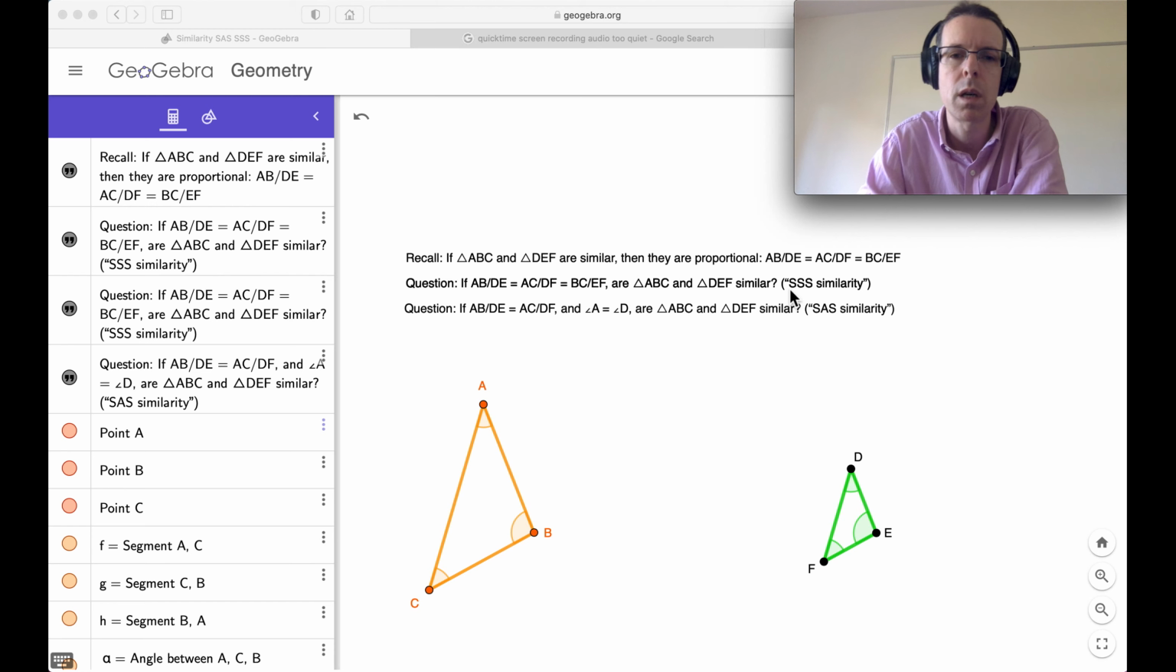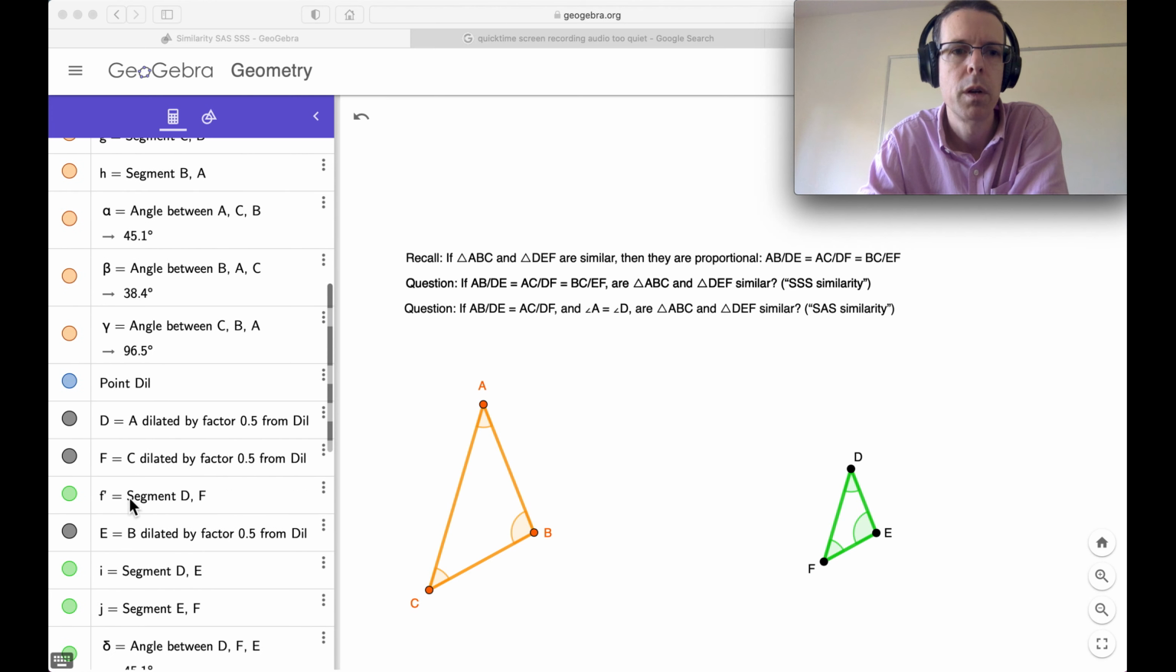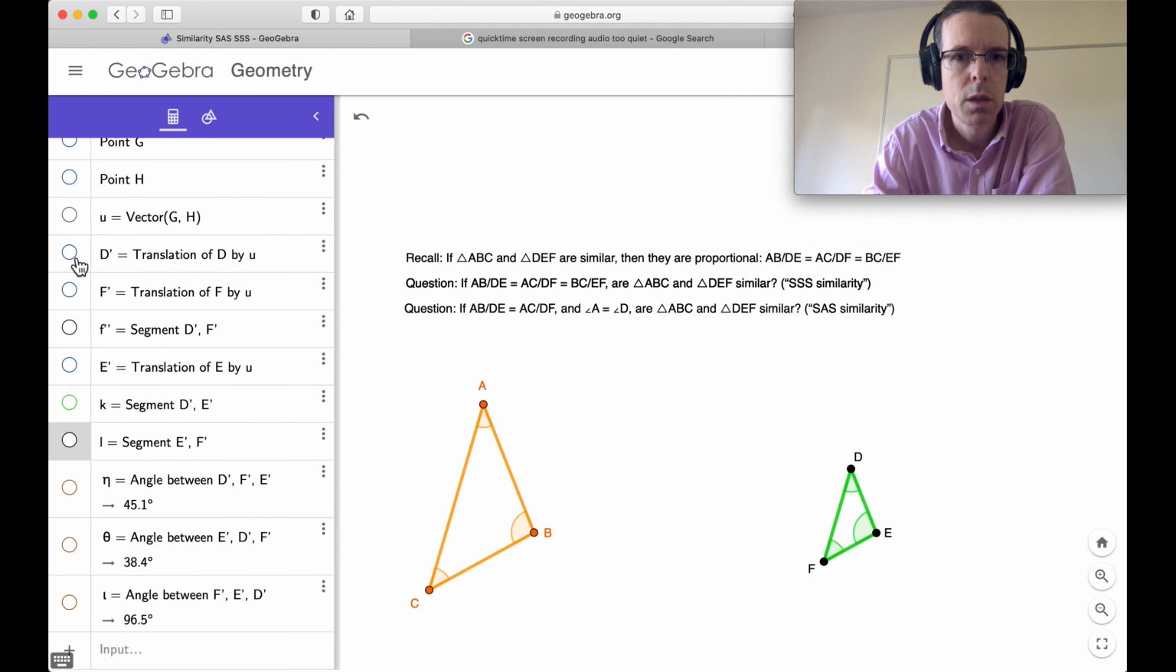I'm going to focus on side similarity, but side similarity is going to be basically the same construction. So the secret to proving both of these things is to construct an auxiliary triangle, which shares some of the properties of ABC and some of the properties of DEF. I'm going to gradually unhide this thing. So here's what we're going to do first: we're going to construct a segment D prime E prime, which matches the length of DE.